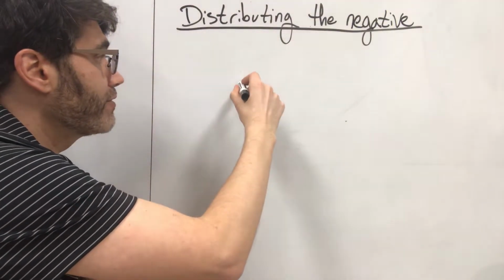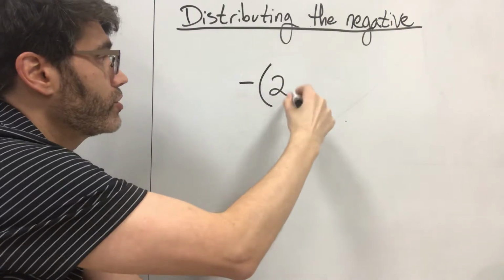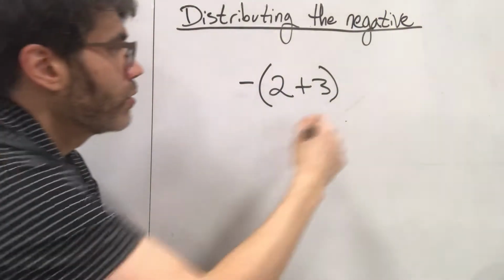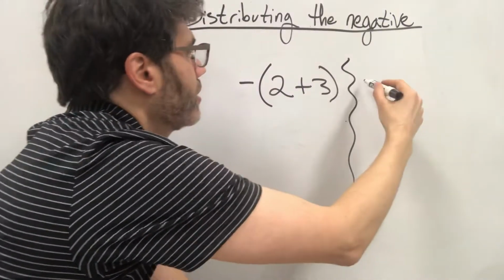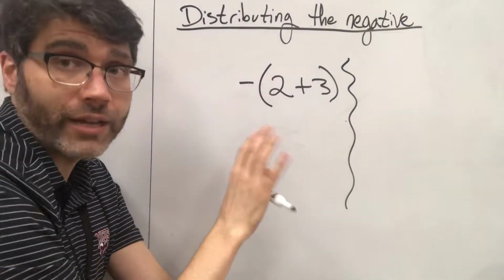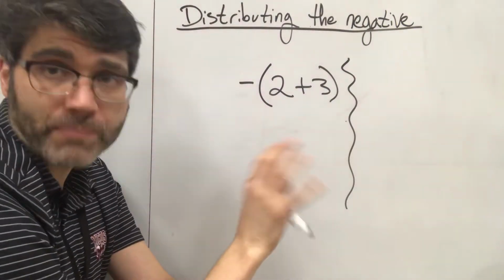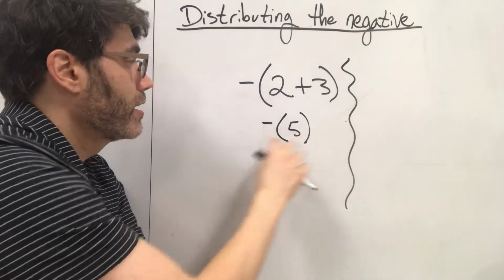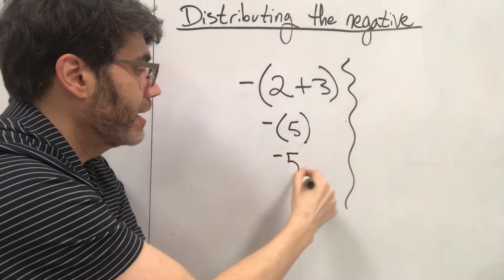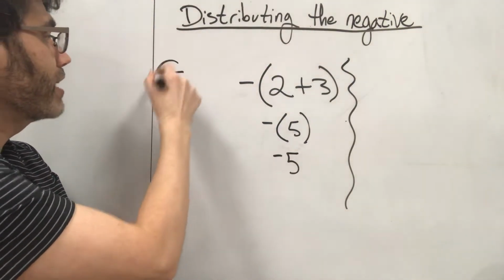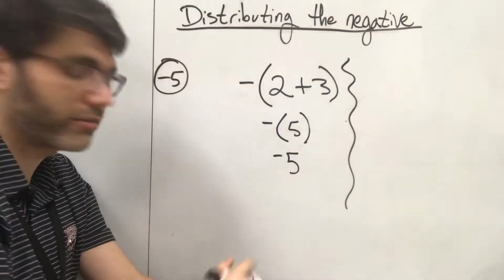So just very quickly, if we have -(2 plus 3), okay? Well, let's first show you why distributing the negative will actually work. Let's say we used PEMDAS. 2 plus 3 is 5. The negative of 5 is -5. Okay, so we know that this is equal to -5.